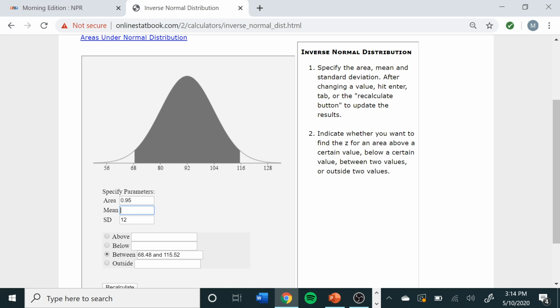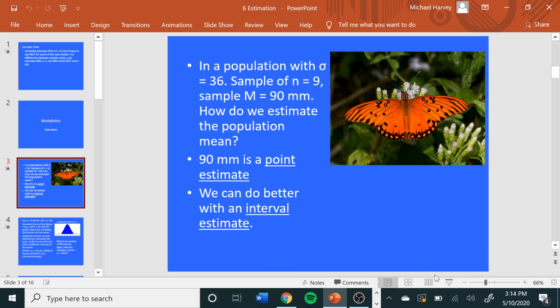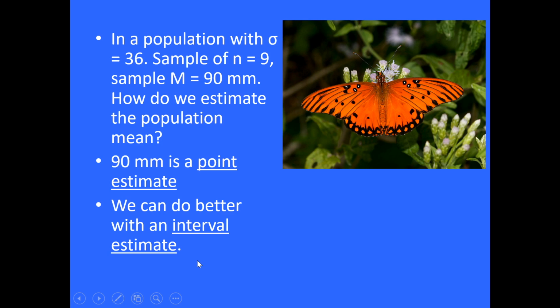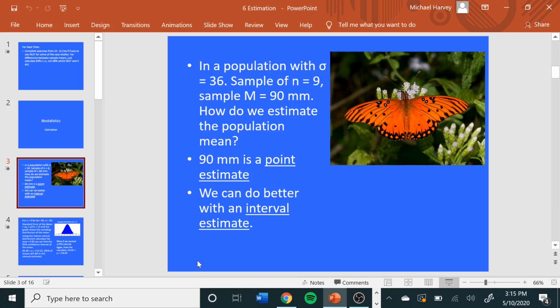Now let's go back to the sample we were working with. Here we have our data, our problem. Again, we don't really know what the population mean is, but we do have a sample of n equals 9. That's how we generated this estimate of the population mean. Remember, that's a point estimate, but an interval estimate would be better. So we can say, I'm going to generate an interval that's going to include the population mean.